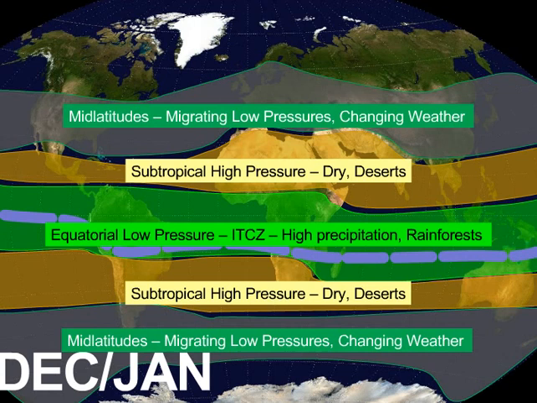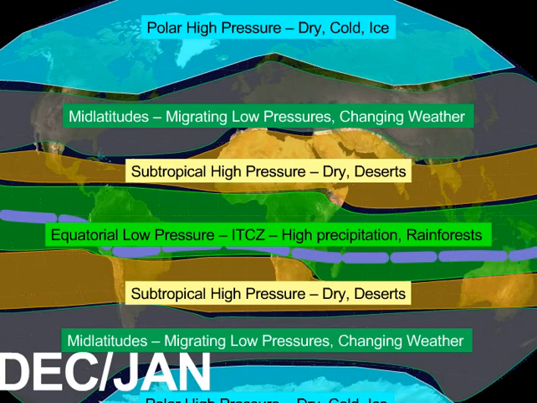Continue on, we have the mid-latitude areas, and those are going to be where we're going to have migrating low-pressure zones. What do you mean migrating? That's the focus of video lecture 4. I'll talk about those migrating low-pressure zones a little bit more in depth. And then eventually we have our polar high-pressure zones. So this here is the December and January pattern.